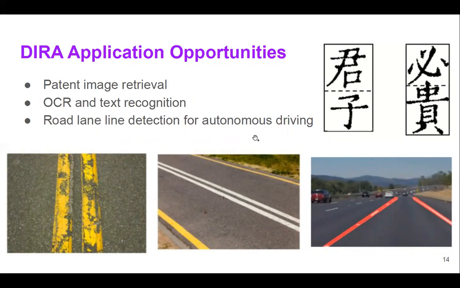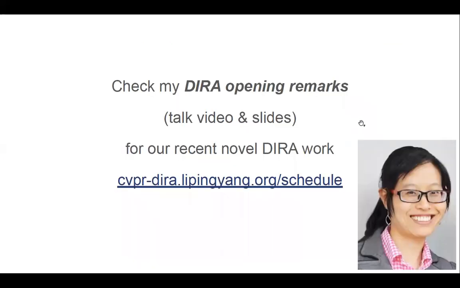Current autonomous driving systems often assume the road conditions are good, but in the real world, it's not so. We can see a lot of roads contain damaged road lanes like this. So current lane detection methods will not work well for such noisy images. The good thing is this type of noise is very similar to the zigzag noises faced in OCR and diagram images. Welcome to check my DRA opening remarks talk for our recent novel DRA work.